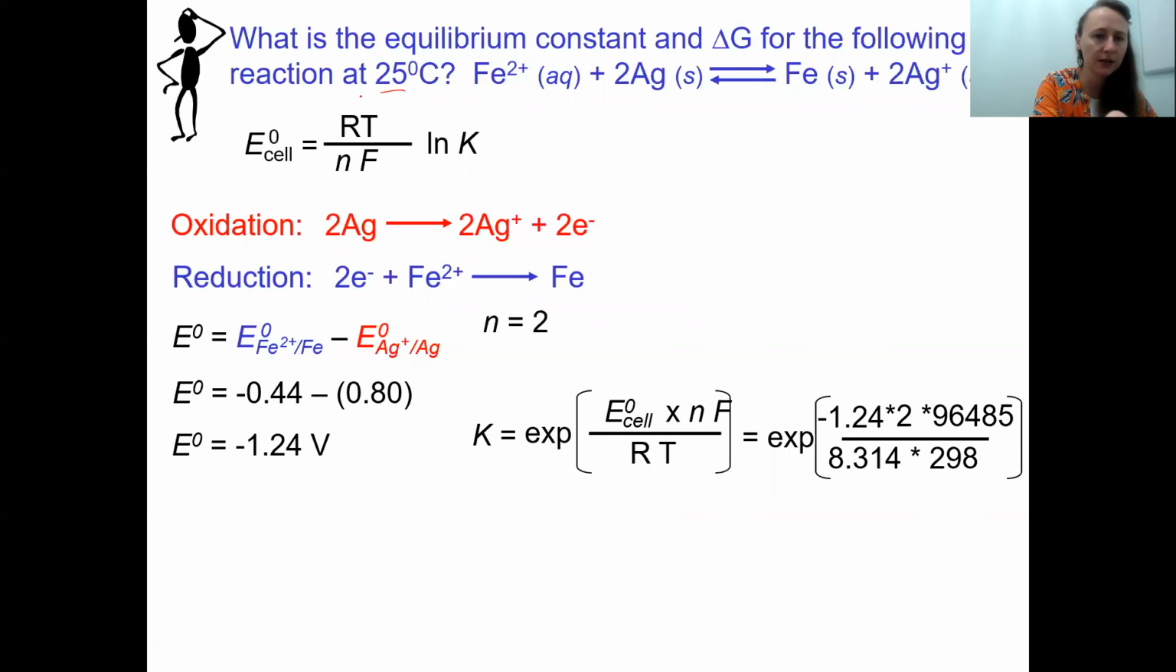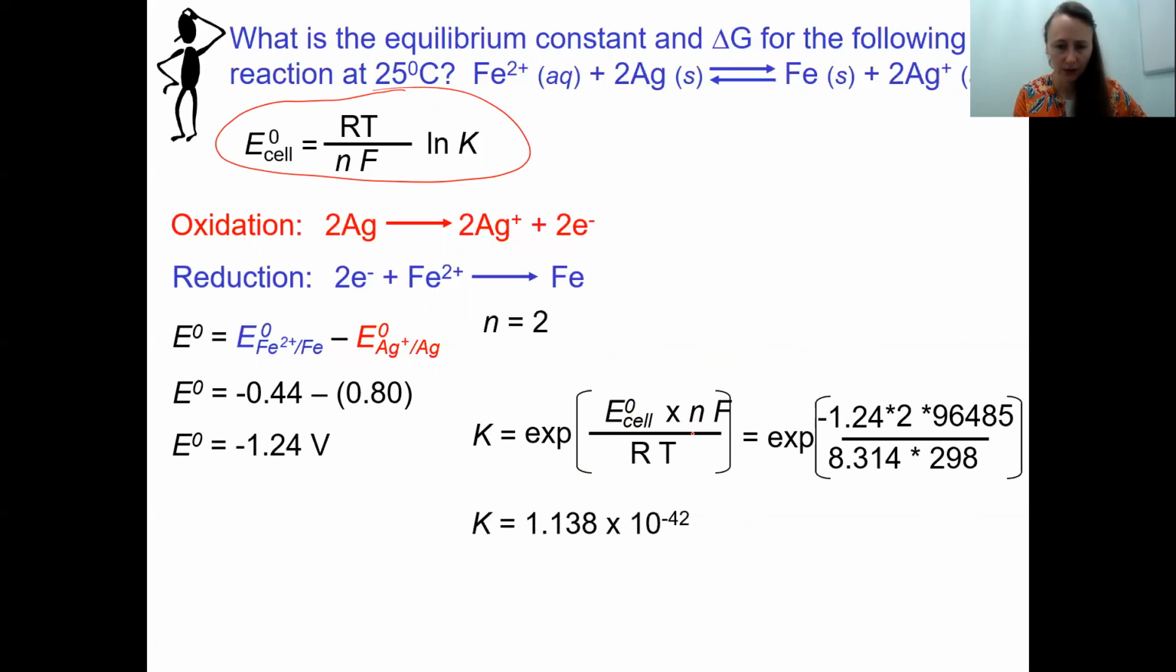If we take this equation and rearrange it to solve for K, we get K is equal to the exponential of the cell potential times NF over RT. If we plug all those numbers in and do the calculation, we will get 1.138 times 10 to the negative 42. This is small. It's less than 1. Much less than 1. So that means that it favors the reactants. Again, not a spontaneous reaction.